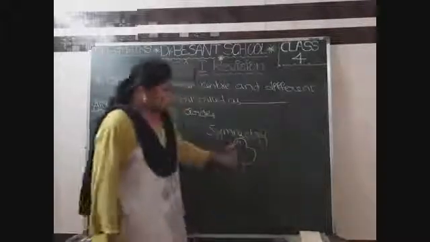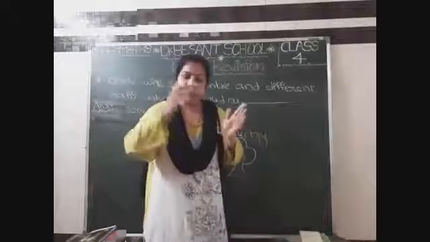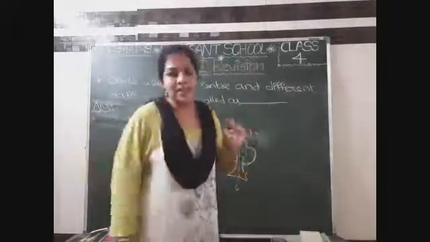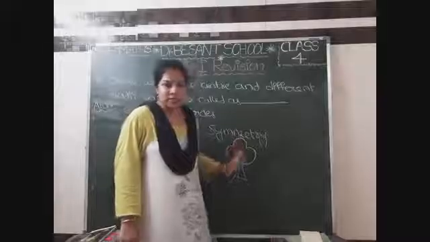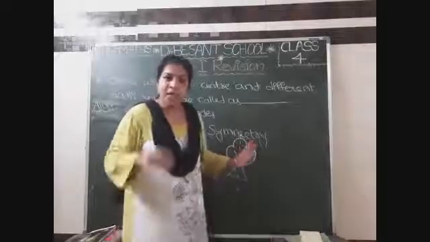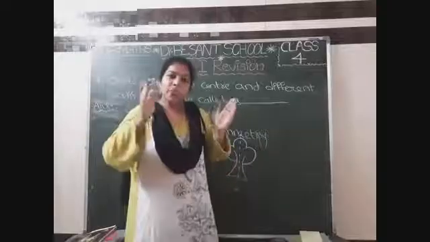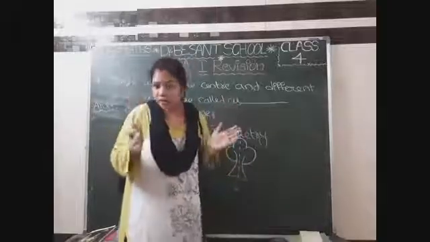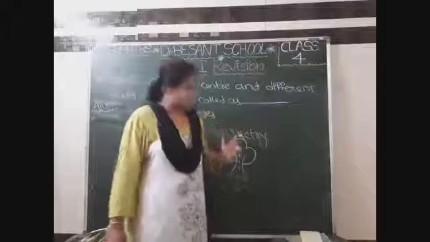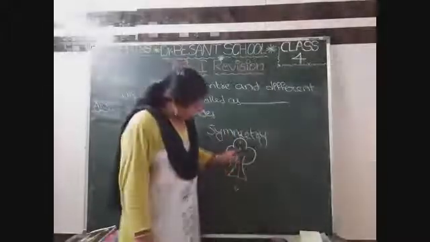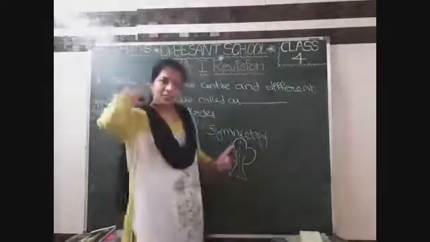See, this line which divides the object into two parts equally, that line is called as line of symmetry. What is that line called, children? Line of symmetry. The line which divides the object into two equal parts, reflections to each other, that is called as the line of symmetry. This dotted line is called as the line of symmetry here.